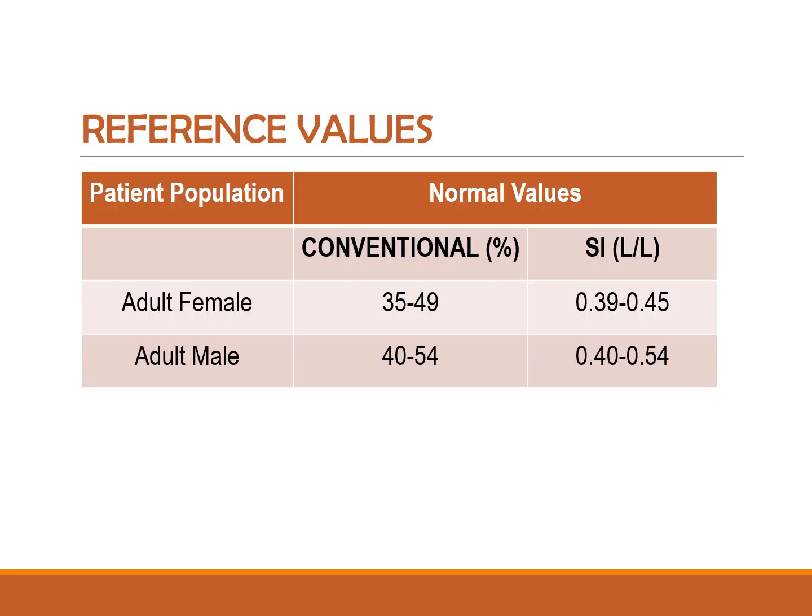For the reference values for hematocrit, we have our two patient populations, the adult female and the adult male. For adult female, the normal value for hematocrit ranges from 35% to 49% if expressed in conventional unit. And for adult male, it ranges from 40% to 54%.